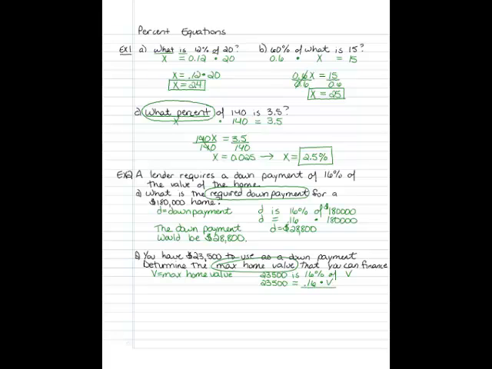So I'm going to divide both sides by 0.16. So we have V is equal to 146,875. So in essence, if you have $23,500 available to use as a down payment, you can finance a home with the maximum value of $146,875. So you can finance a $146,875 home.